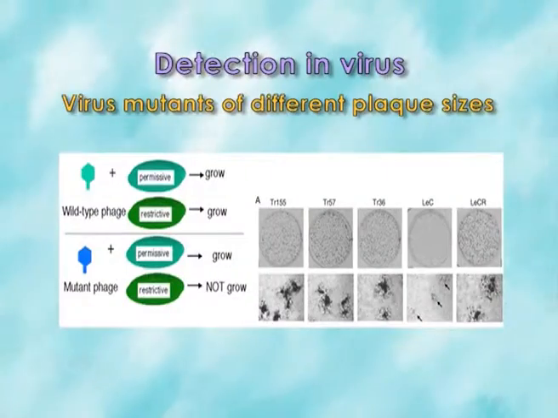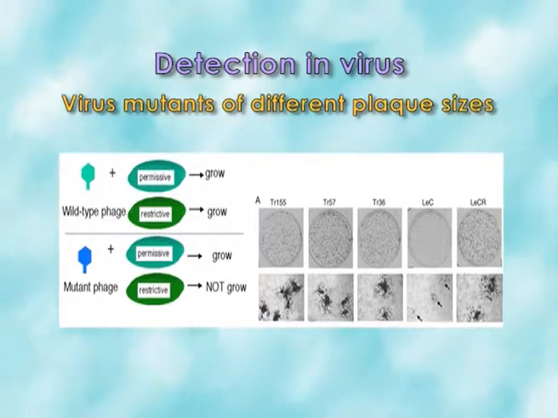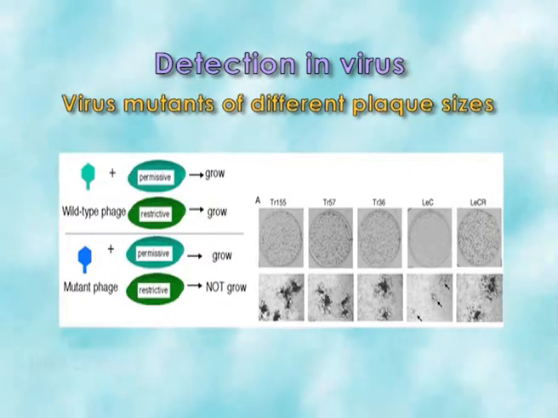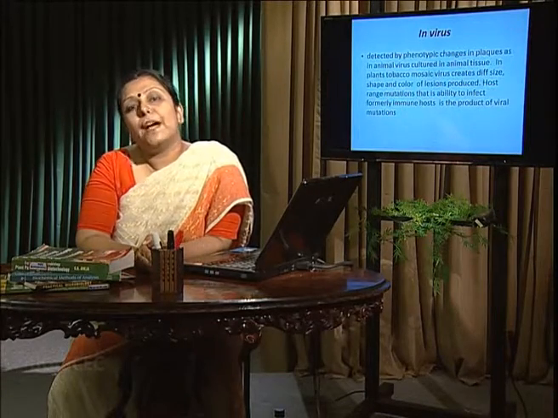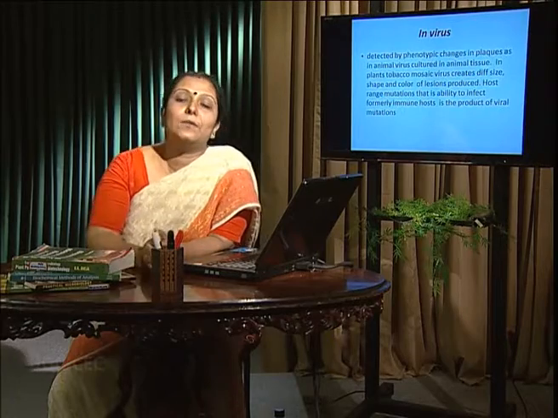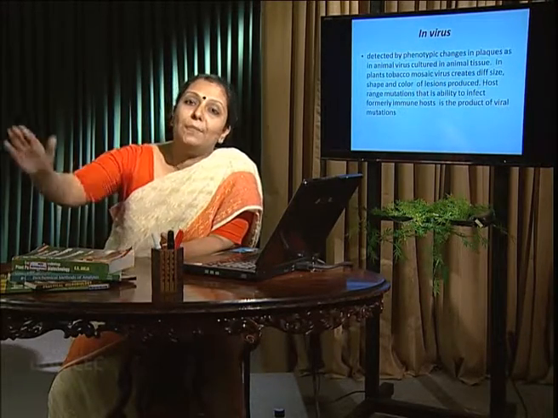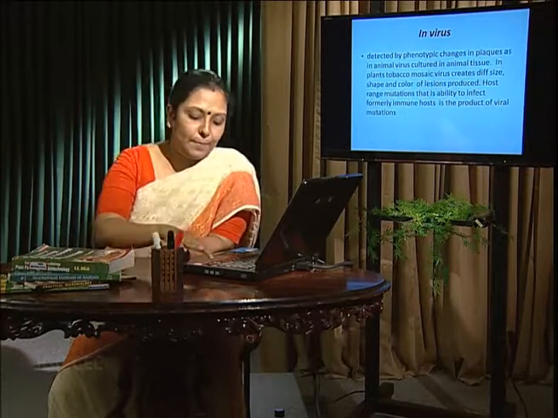In viruses, conditional temperature sensitive mutations were found, as well as conditional lethal and suppressor sensitive mutations, through differential types of plaque formation. Differential plaque sizes were found with tobacco mosaic virus, and the host range can also be increased by mutation in viruses.